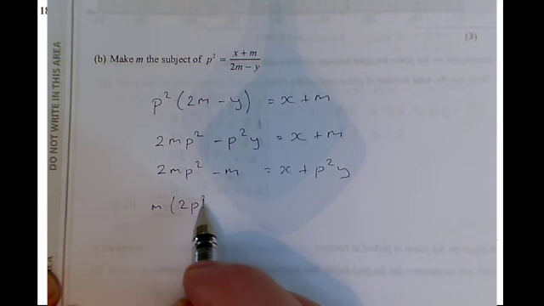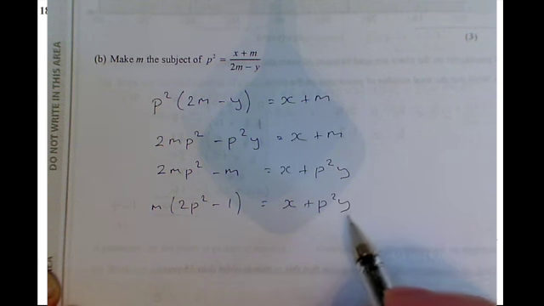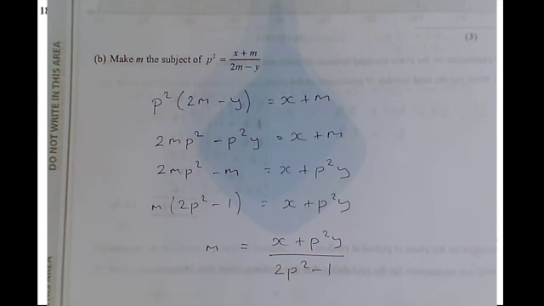Now if I factorise out the m, I feel like I'm making headway now. And if I divide by that bracket, I'm going to get m by itself. So I'm going to get (x plus p squared y) over (2p squared minus 1). And that, I think, is the answer.